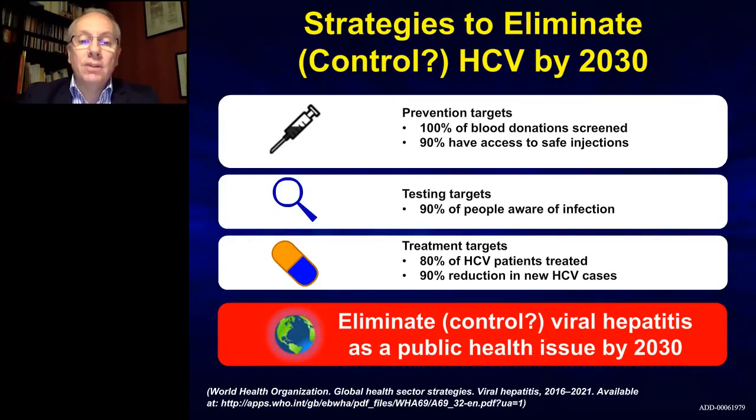And the treatment targets include that 80% of HCV patients be treated and a 90% reduction in new HCV cases is achieved. If all of these targets can be reached in the next 15 years, then we will have eliminated, or more precisely controlled, viral hepatitis as a public health issue by 2030. Obviously, this may look like a fantasy. It's very difficult to achieve, but we will see in a moment that there are tools that may help us to achieve this very ambitious goal.